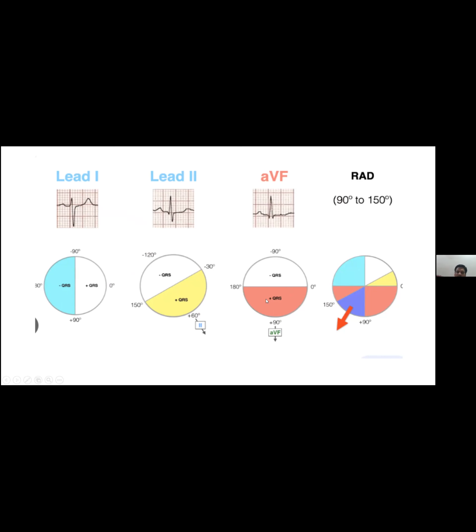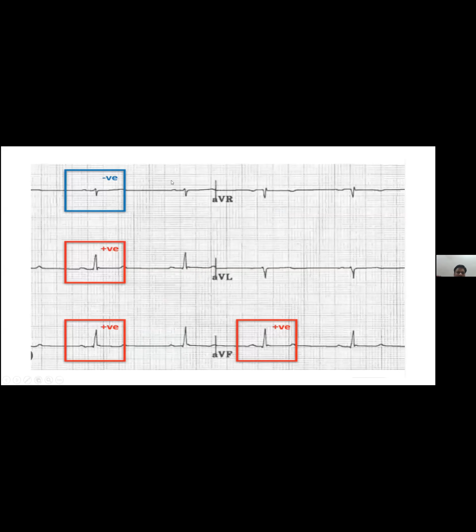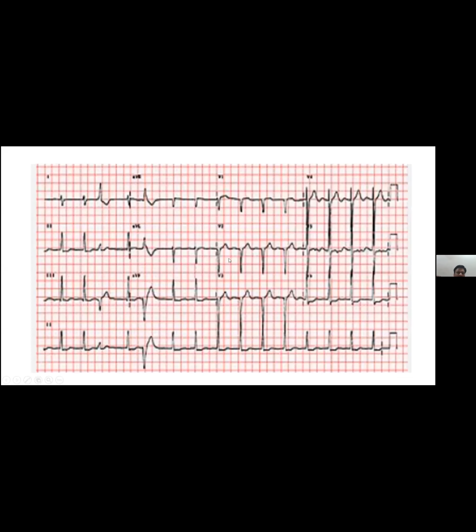Putting all these forces together, you will find plus 90 to plus 150 is your axis. So this is right axis deviation. So here this is the example. Lead 1 is negative. Lead 2 is positive. AVF is positive. That's all. You call this right axis deviation.